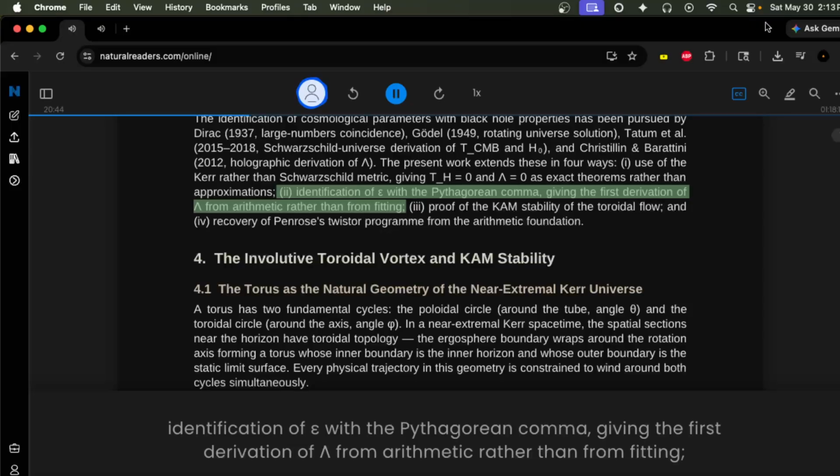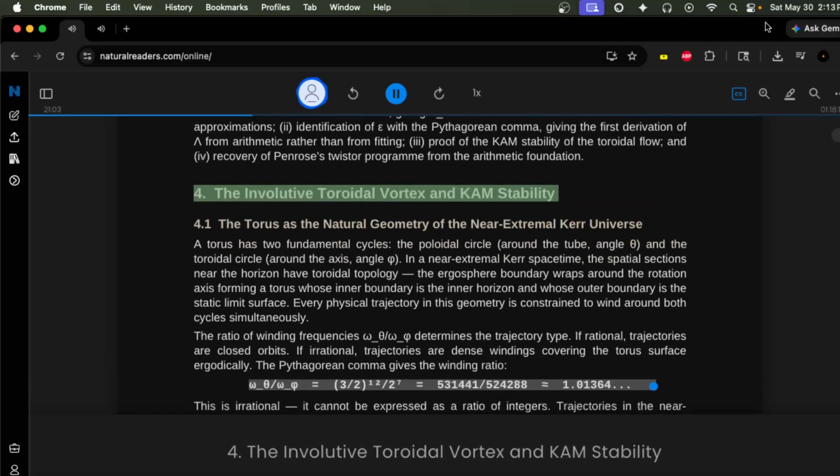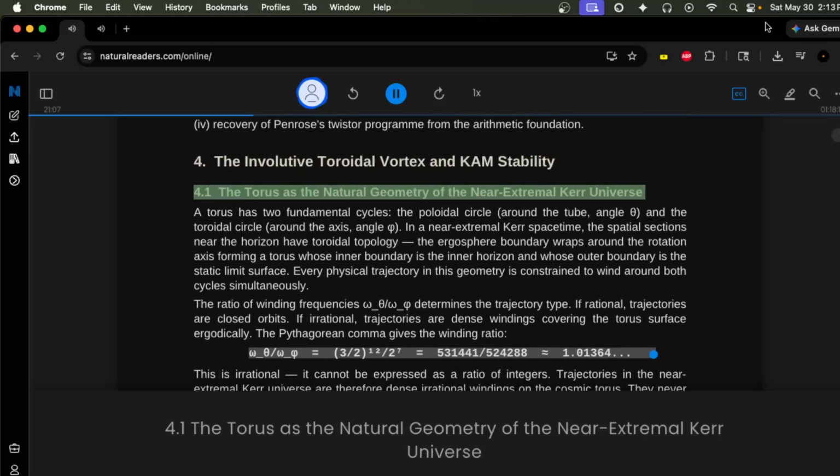Identification of epsilon with the Pythagorean comma, giving the first derivation of lambda from arithmetic rather than from fitting. Proof of the KAM-stability of the toroidal flow, and recovery of Penrose's twistor program from the arithmetic foundation. 4. The involutive toroidal vortex and KAM-stability. 4.1 The torus as the natural geometry of the near-extremal Kerr universe.